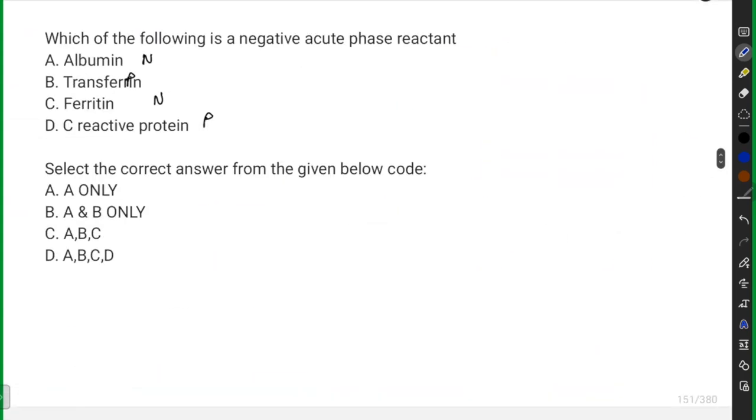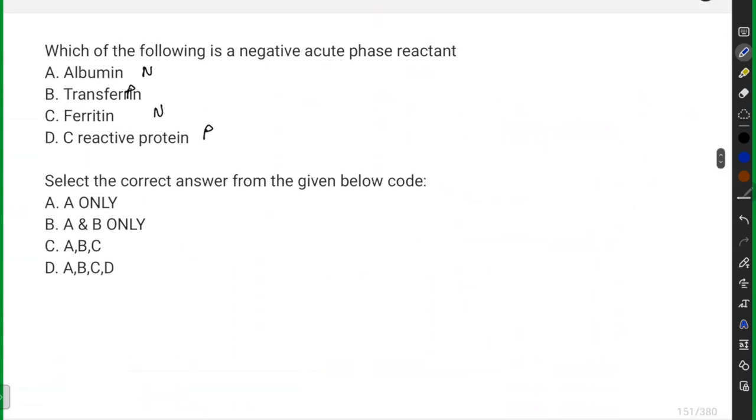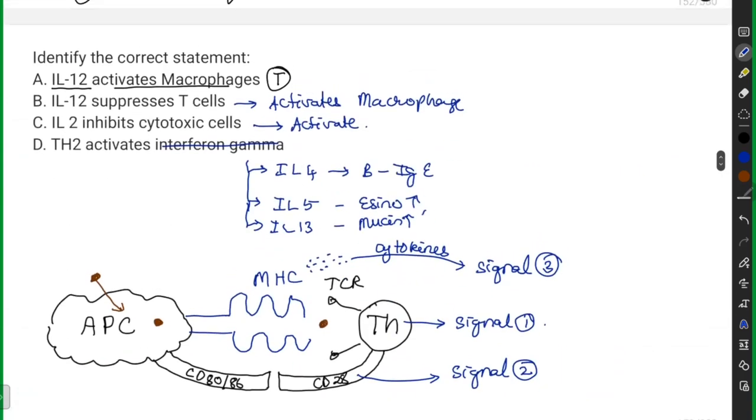Now, can you tell me whether albumin increases or decreases? Albumin decreases. Transferrin decreases. Ferritin increases. C-reactive protein alone will be increasing. So what is the answer here? Which of the following is a negative acute phase reactant? The answer is A, B, and C. Now, let's see who is going to answer this.